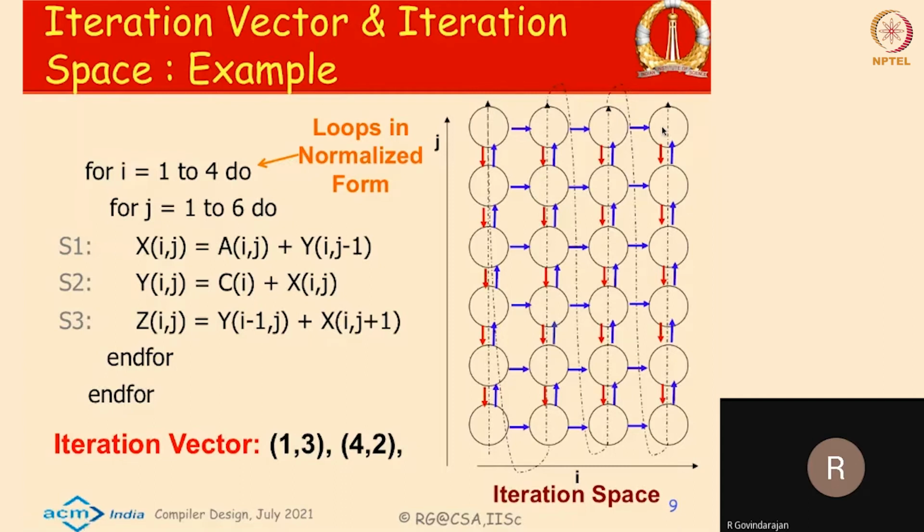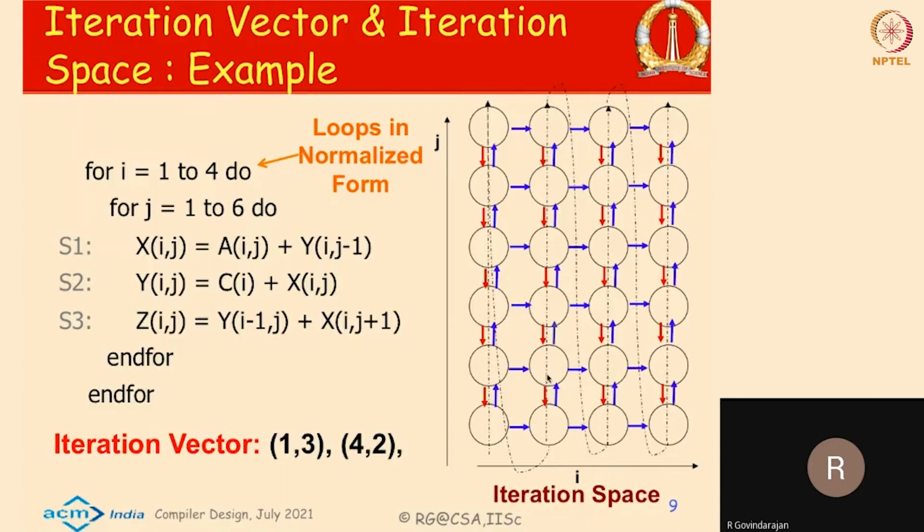In this particular case, the outer iteration is i and the inner iteration is j. Therefore, the iteration order is something like this. You go for one value of i, you cover all the values of j, and then come back and go to the next value of i, and then cover all the values of j, and so on and so on.